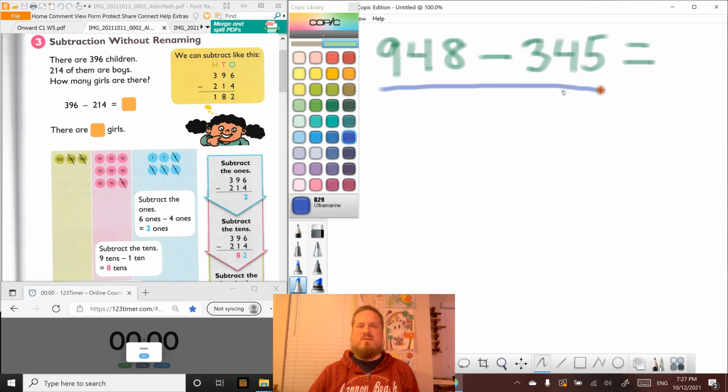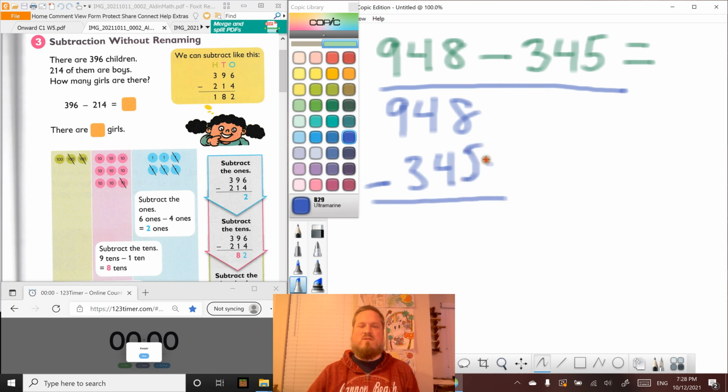All right, let's see if this is what you got. So we're going to take 948 minus 345. And they should be lined up. Mine are sort of a little bit off, but they should be one above the other: 8 above the 5, the 4 above the 4, the 9 above the 3. All right, so here's what we're going to do.